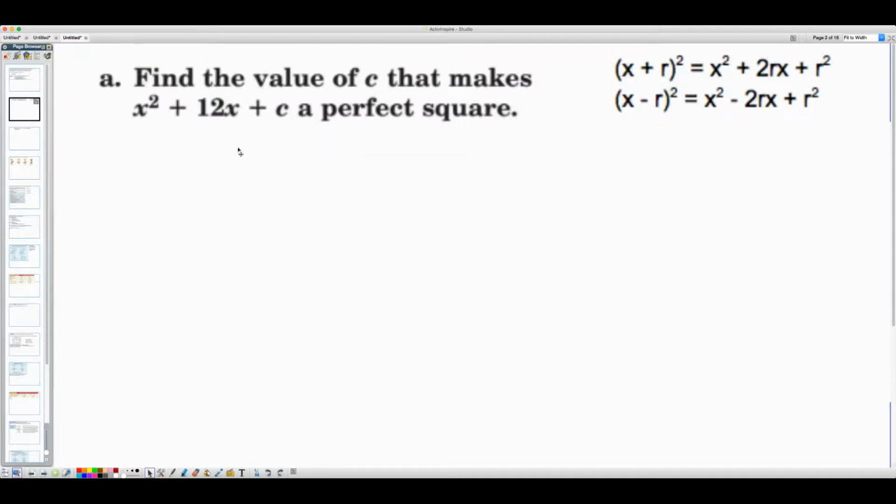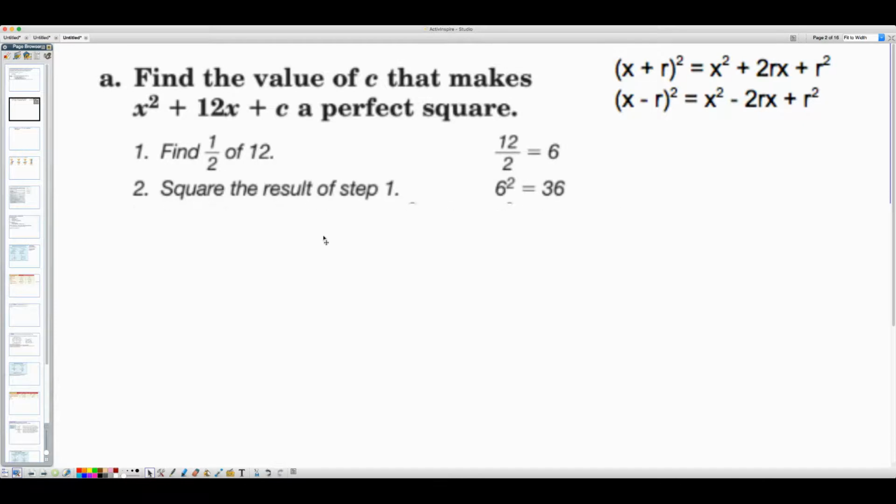So let's look at a couple of examples. Remembering these are our perfect squares that we're trying to get this to look like. This is not a perfect square. We need to find out what value of c will make this a perfect square. To do that, the first thing I'm going to do is take half of 12. That's going to give me my r value. And then we square it to get 36. That'll give me my r squared.